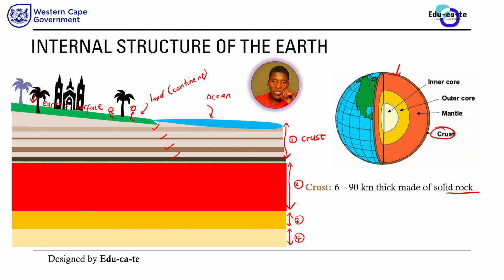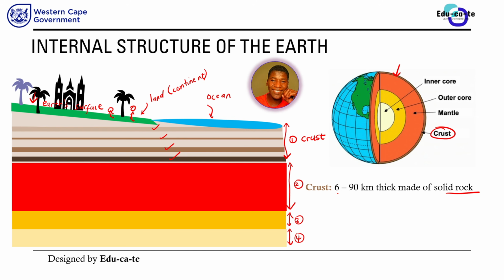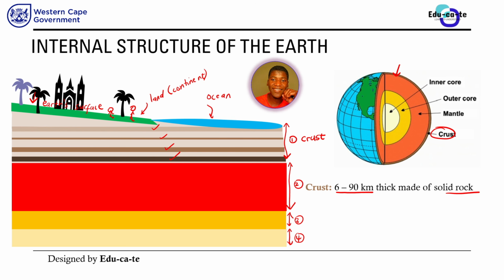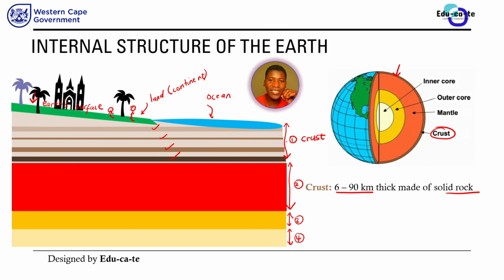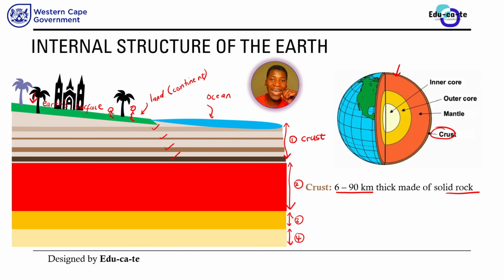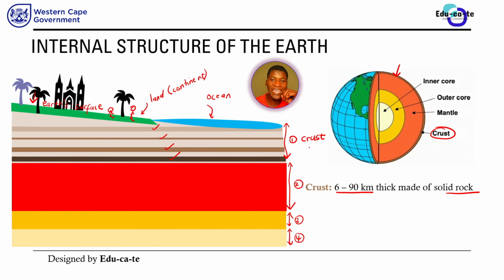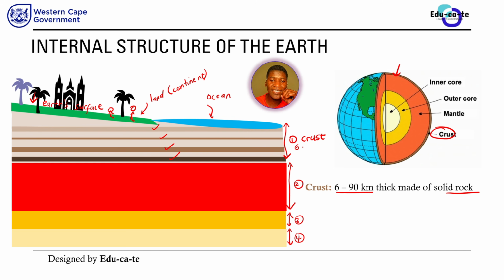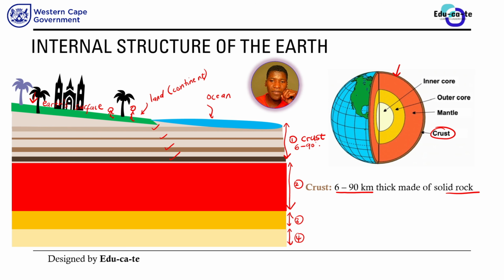Now, if you continue digging, basically the crust is 6 to 90 kilometers thick, or that's what you should know, to say that the distance from where we are right now, if you continue digging, you're going to find that it's around 6 to 90 kilometers.